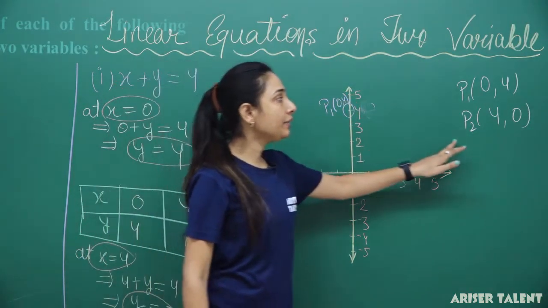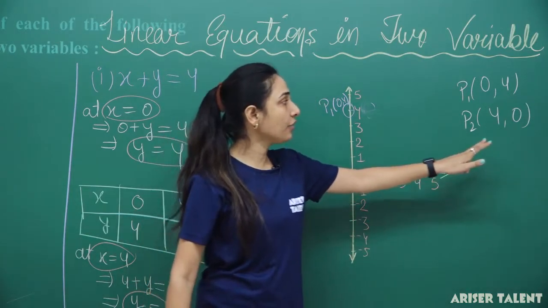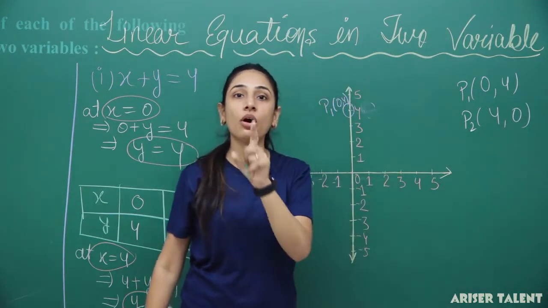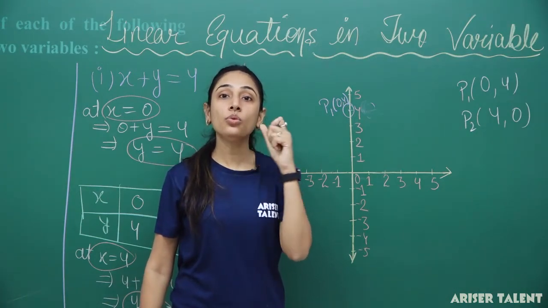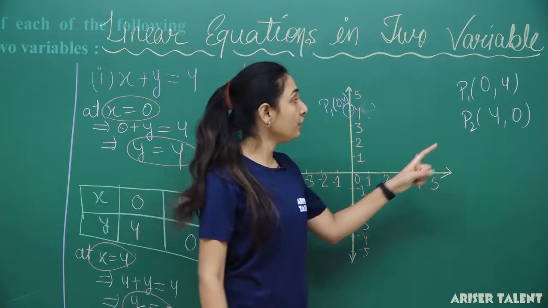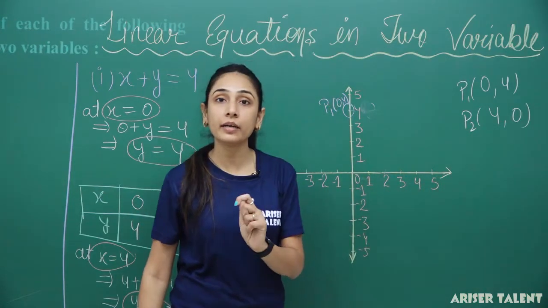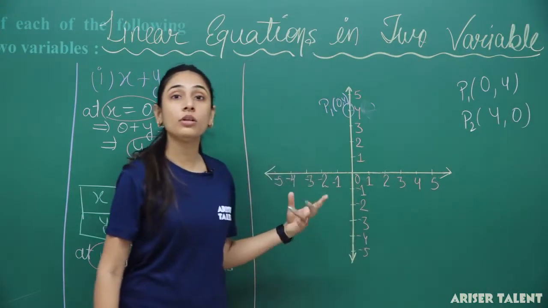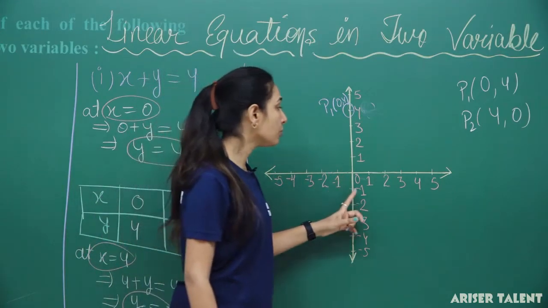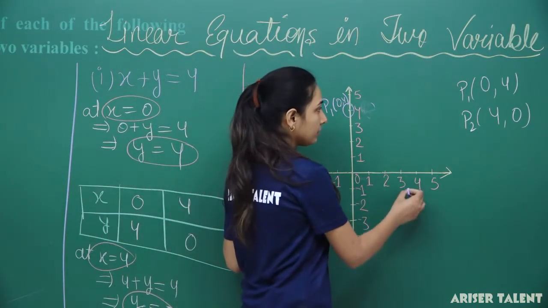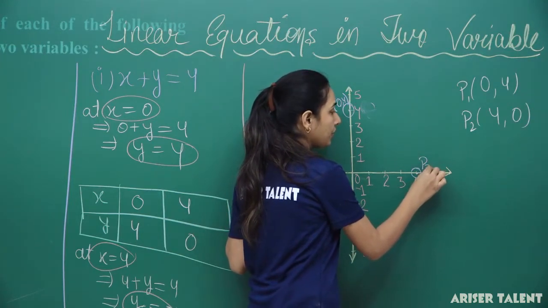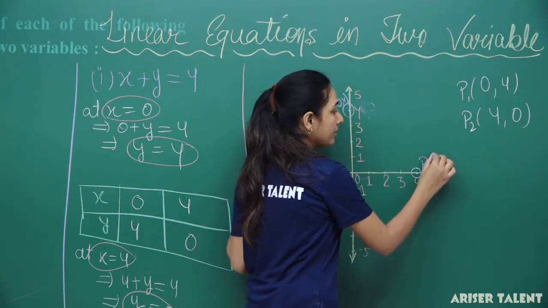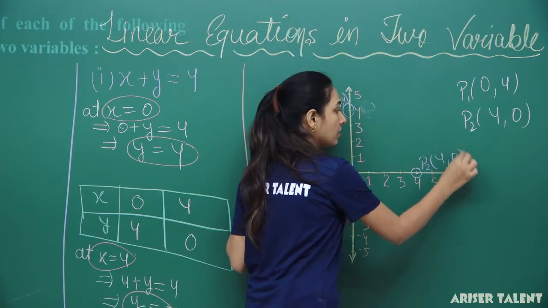Now I will be getting P2 as 4, 0. Now you are having your ordinate at 0, and whenever your ordinate is 0, I have made you note these two things, that if your ordinate is 0, that means your point will be on x-axis, simple as that. So you will be getting this 4, and this is the point P2, you are getting this is 4, 0.